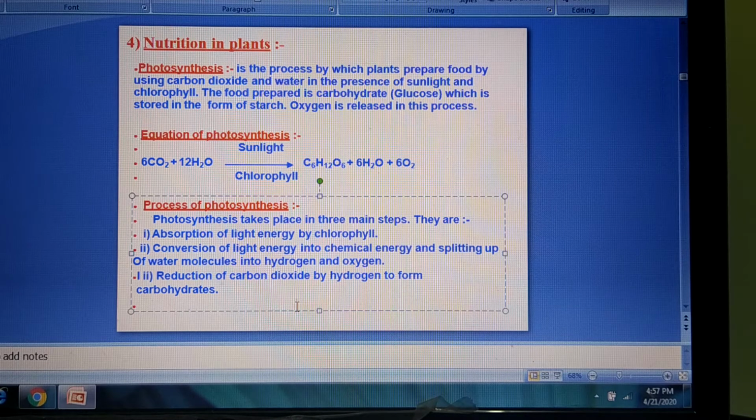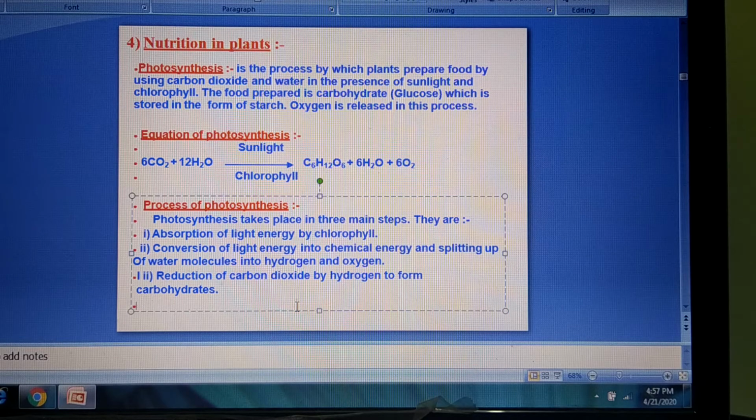Why is it called reduction? To any substance, if hydrogen is added, we say that the substance has undergone reduction. In the same way, carbon dioxide is added with hydrogen, so we get the carbohydrate, that is C6H12O6 here.